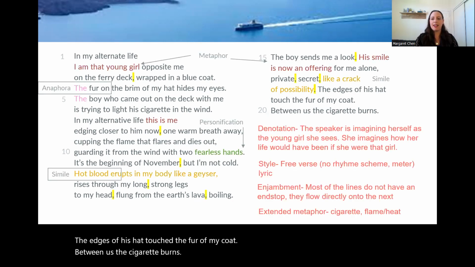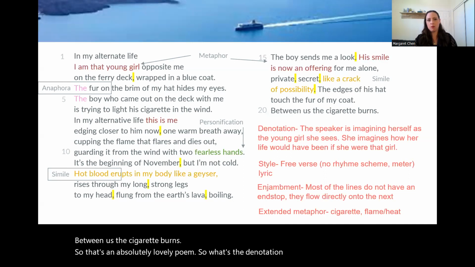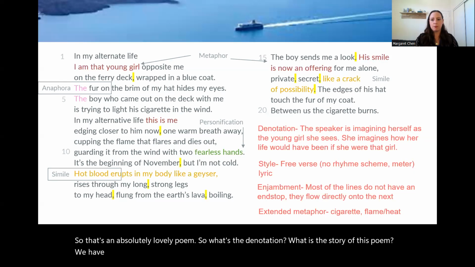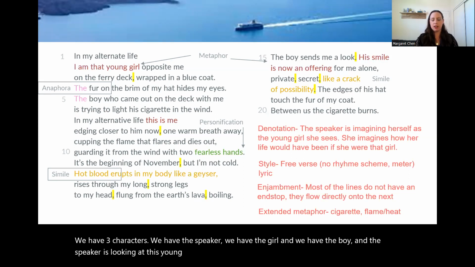So that's an absolutely lovely poem. So what's the denotation? What is the story of this poem? We have three characters. We have the speaker, we have the girl, and we have the boy. The speaker is looking at this young couple, imagining that she is this young girl.